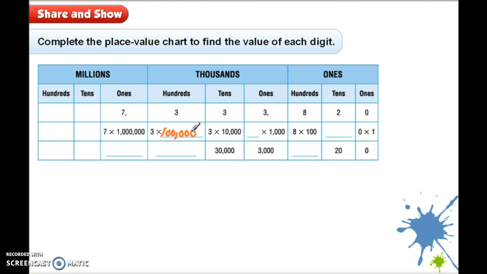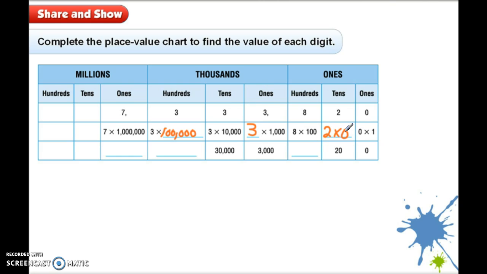Ethan, what are we going to do in the thousands and the ones? The thousands period and the ones. What are we going to multiply 1,000 by? 3. Okay. Now we're moving to the ones period. We have 8 times 100. Cheyenne, what do you think we're going to do in the tens place? 2 times 10. And then there are 0 ones.